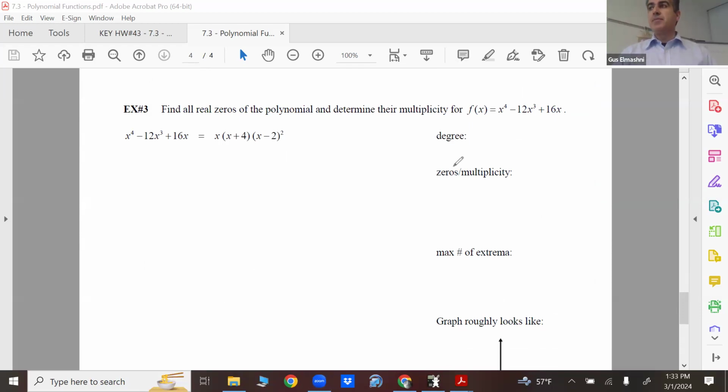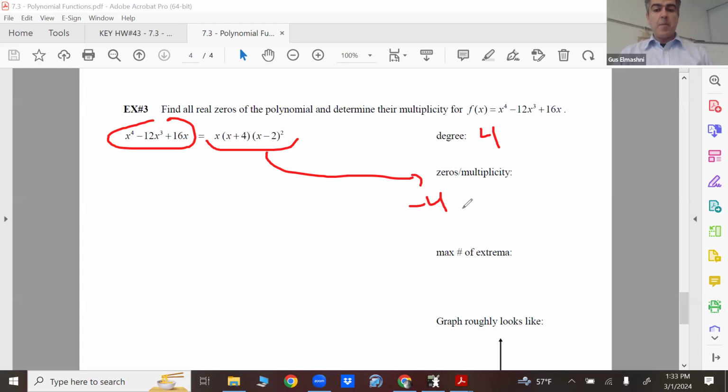What's your highest exponent here? 4, right? Oh, what you have to do is, no worries, you have to look at the standard form. My bad. I confused you guys. So I gave you two forms of it. Now, what are your x-intercepts though? That's where I look at this. Totally. And also 0. The -4 happens once. The 0 happens once. The 2 happens twice.